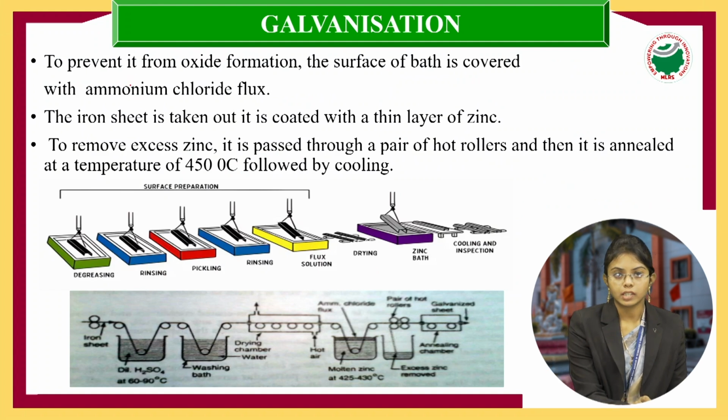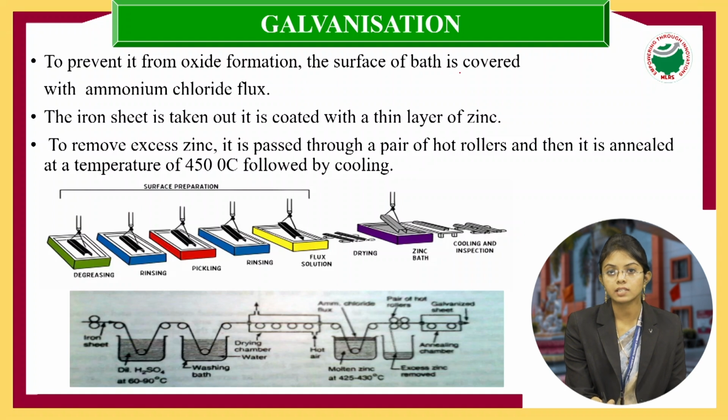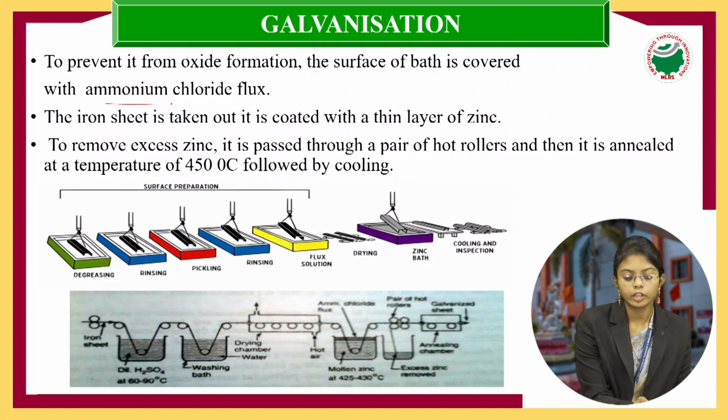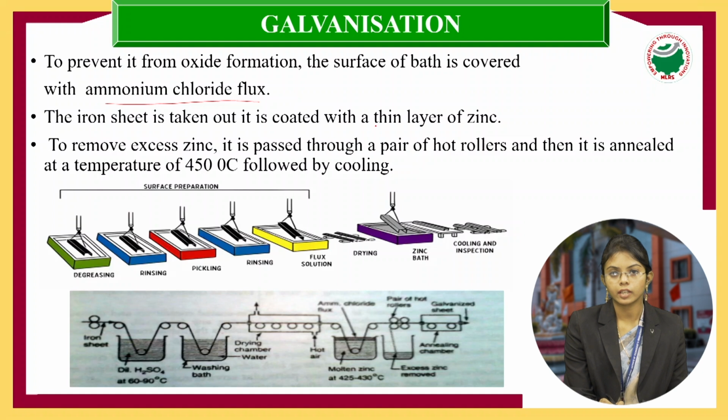Now, to prevent oxide formation, the surface of the bath is covered with ammonium chloride flux. Why do we have to prevent oxide formation? If again an oxide layer is formed, the corrosion will take place. So to prevent this type of corrosion, we are going to cover the bath with the ammonium chloride flux.